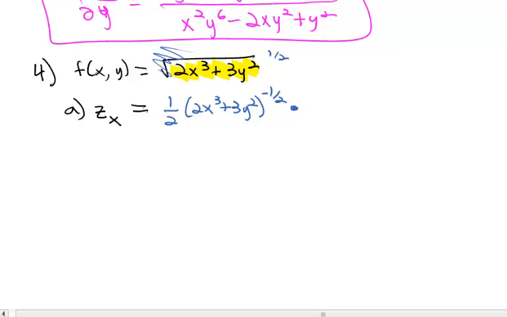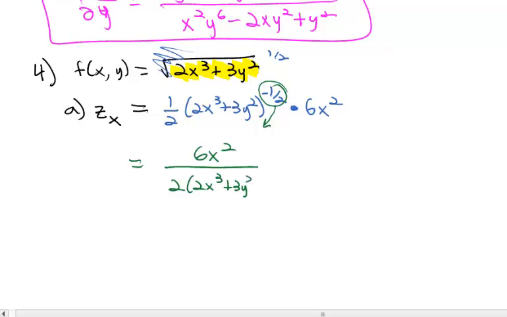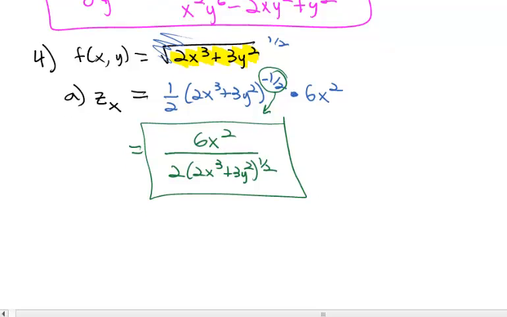Well, we're taking the derivative with respect to x. So looking at the term with x, we bring the 3 out front, and we have 6x squared. The second term with the y in it, that's going to go to 0. There's no variables in there, no x's. And so to clean it up just a little bit, the 1/2 is going to move this stuff down to the bottom. So in the top, all we have is the 6x squared over 2 times 2x cubed plus 3y squared to the 1/2. And we have our partial derivative with respect to x.